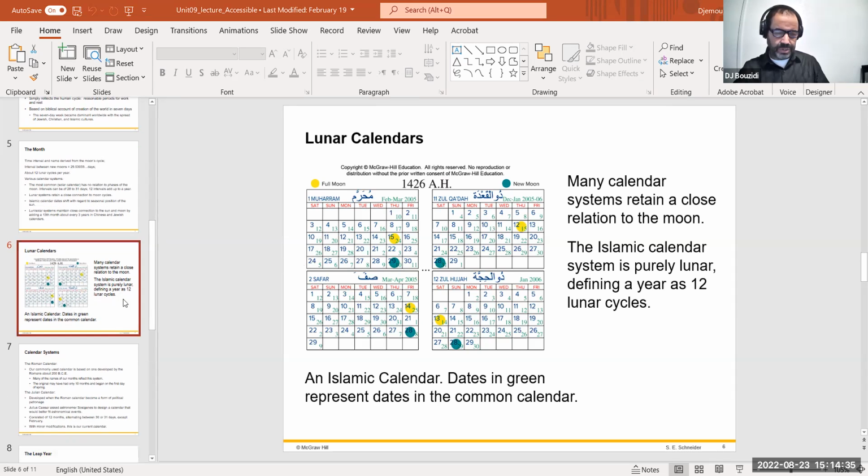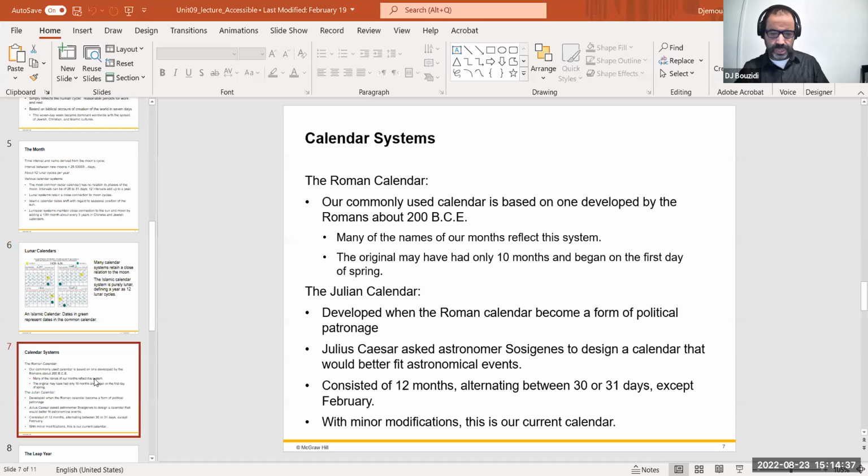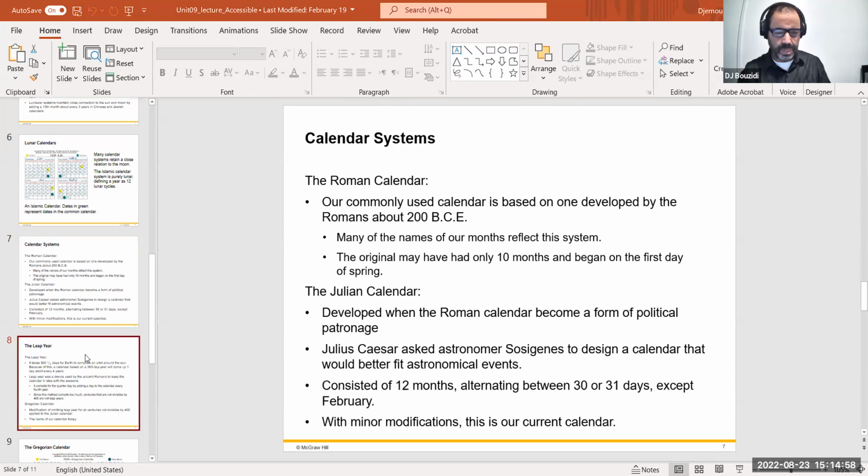Other cultures, like for example the Jewish and the Chinese calendar, use a mixture of these two, lunar and solar. So it compensates for that every 3 years and brings in an additional 13th month to compensate for the difference between the solar and the lunar motions.